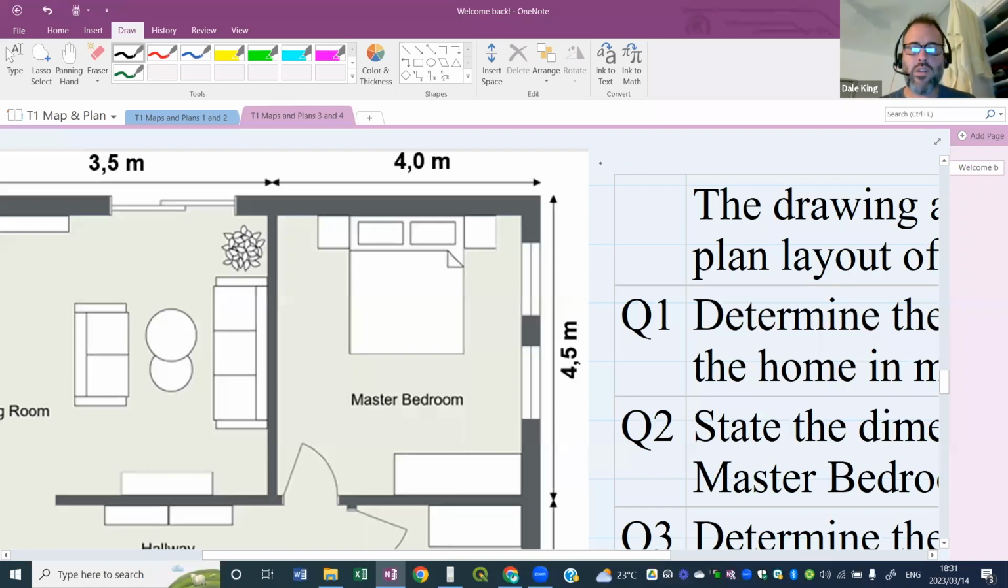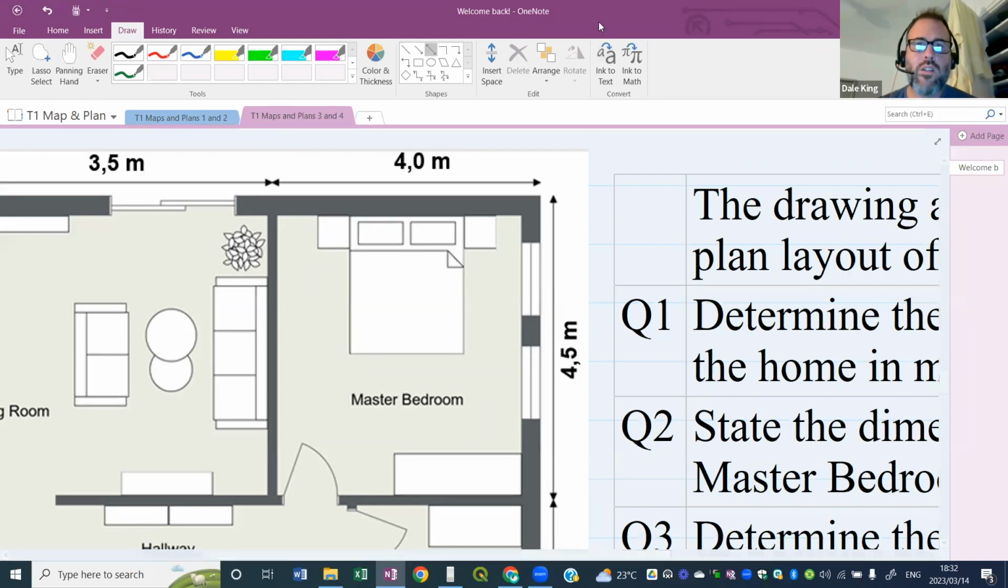All right, you guys can go for it and try that one. State the dimensions of the master bedroom. Very good. The speed and the quality is good. Good speed, good quality, and units. Take care. Yes, never forget the units. Never forget the units. Very good.